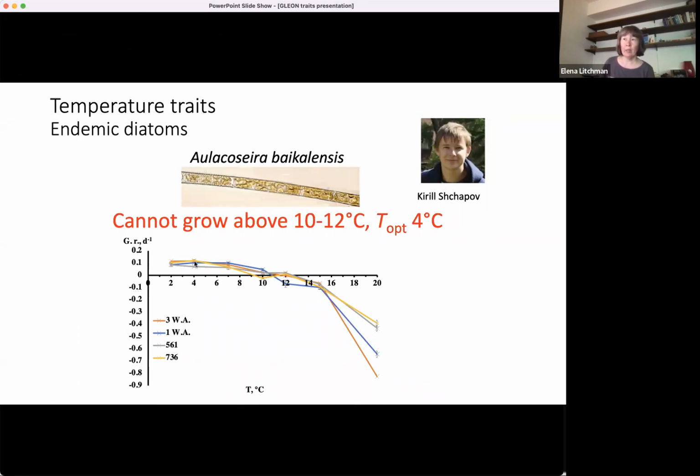And we found that basically this species is adapted to really low temperature regimes. So it cannot grow above 10 or 12 degrees Celsius, and its optimum temperature was around 4 degrees Celsius. So with warming, the potential for the species to survive is declining. And we had a mathematical model, where we included the physiological information, and we predicted that with the decreasing ice cover and increasing temperatures, the blooms of this endemic diatom will decrease, and they are already decreasing.